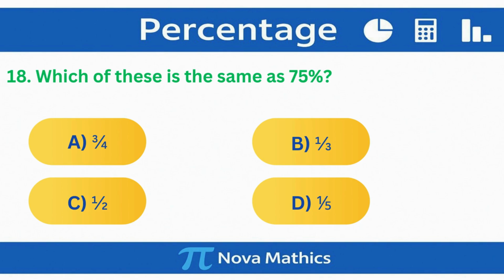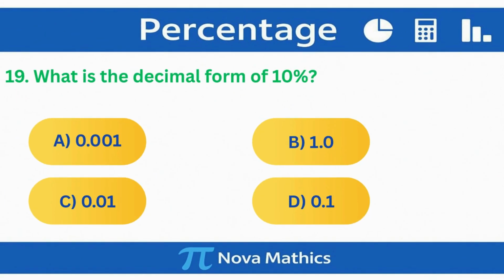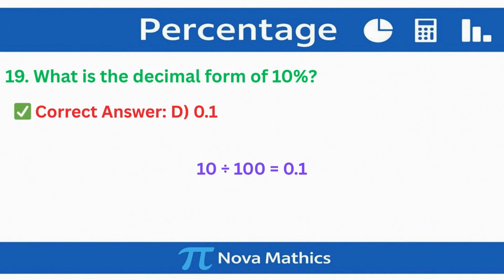18. Which of these is the same as 75%? Correct answer is 3/4. 75% is the same as 3/4. 19. What is the decimal form of 10%? Correct answer is 0.1. 10% is 0.1.